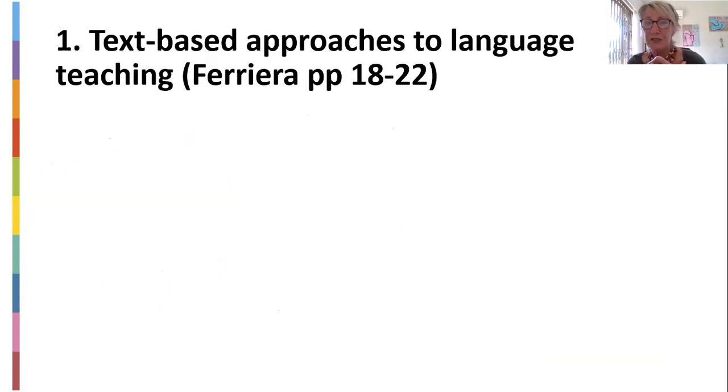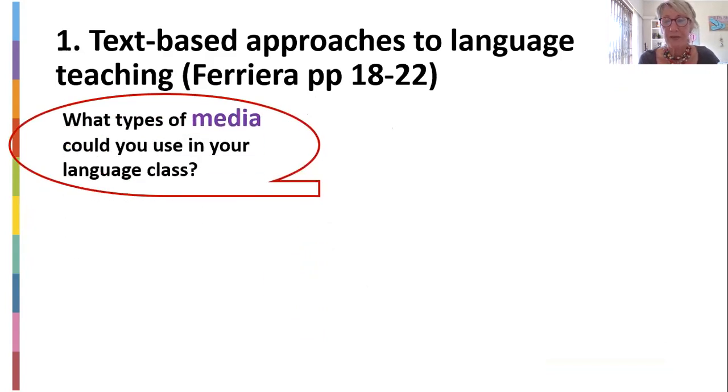So the first approach is looking at a text-based approach to teaching language. You cannot teach language in a vacuum. You can't go into the classroom with no text from which you're going to teach. You have to have a text on which you're going to base your lesson. Even if it's looking at a picture like this, what are you going to use? A chip packet, a biscuit packet to teach that language lesson. So be aware of the different kinds of media you can use as part of this text-based approach.